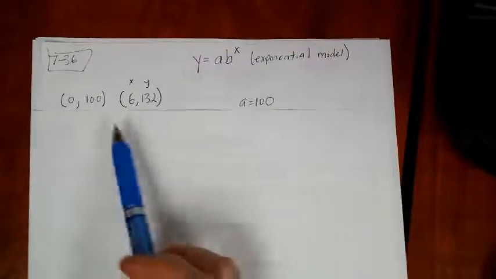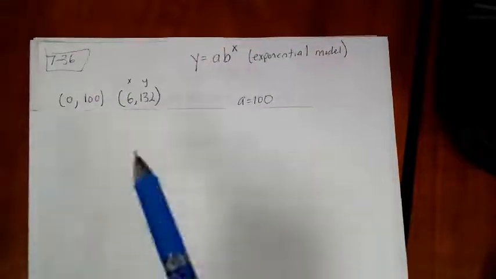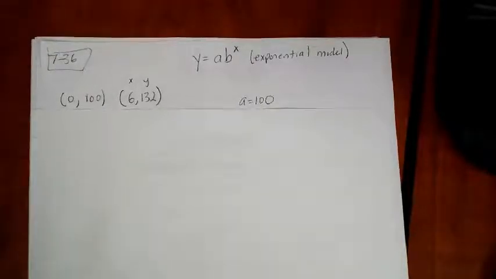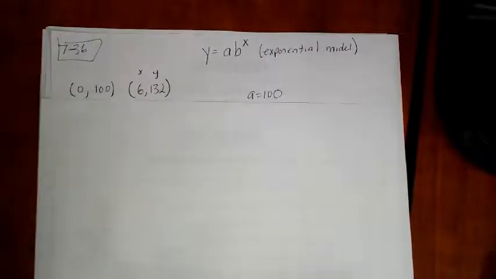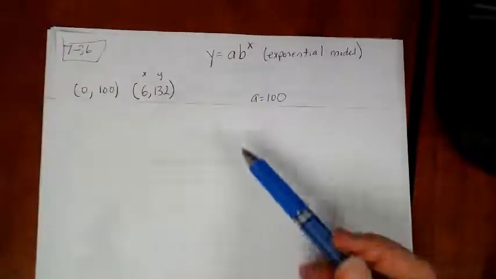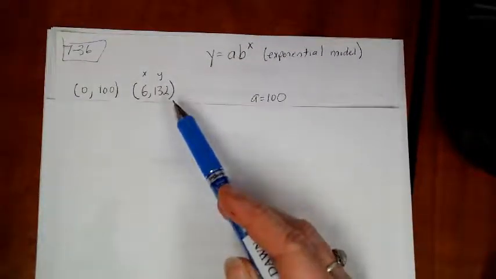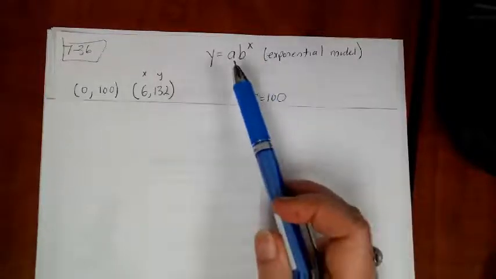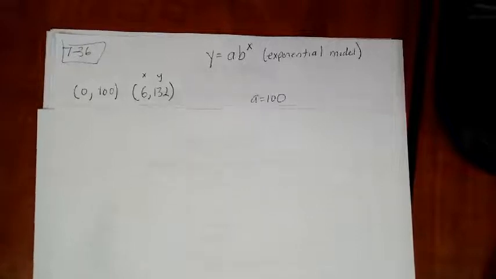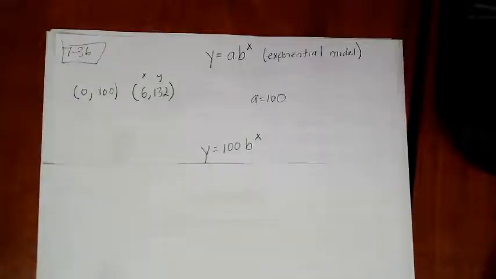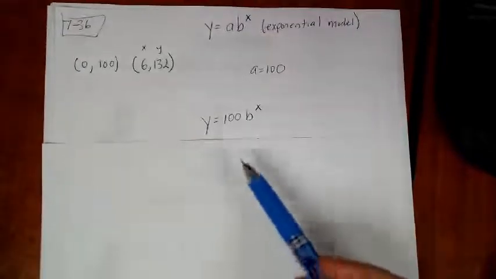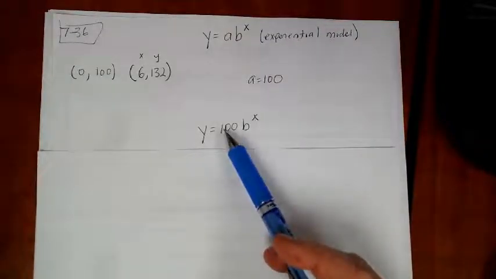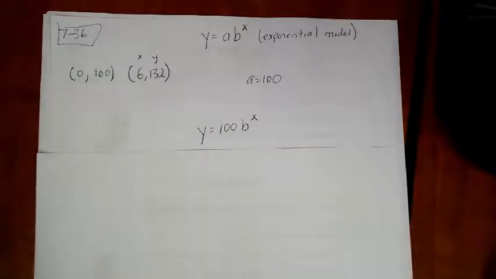So I know that when she was 18, she started out with $100, so I can make an ordered pair (0, 100). And then it said in the problem that 6 years later she had $132. So A is always the starting point. So we know that A is 100, so I'm going to go ahead and just plug that into my model. So this is just the model y equals a times b to the x, but I've plugged in 100 for A because that's my starting amount.